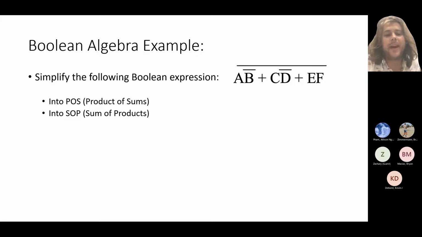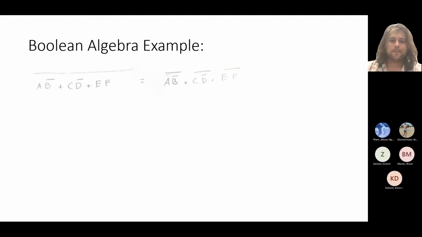So here we have a function with 6 variables, AB bar plus CD bar plus EF bar. And I want to put it into the canonical forms of POS and SOP. And then I want to simplify it down as far as it can go. So the first step is we're going to use De Morgan's principle. It's the one where you're going to invert the whole function.